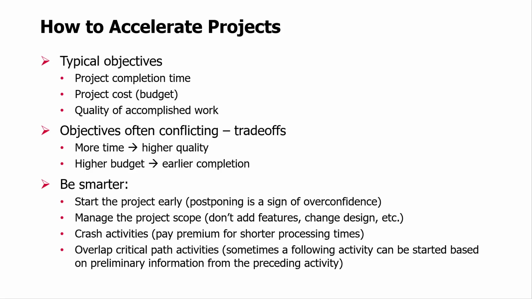If you experience delays, crash activities. Activity crashing means basically paying some extra money, some premium, in order to speed up processing of some activities, right? If a predecessor has been delayed and now the critical path is longer and the project might become much longer, then you might decide for some of the successor activities to try and speed them up by, for example, paying extra to the person who's doing the activity in order for them to work overtime.